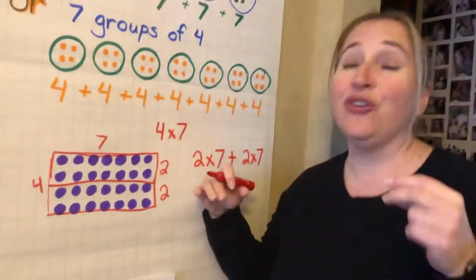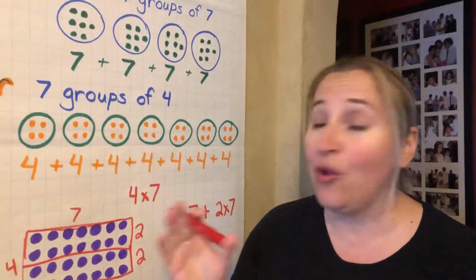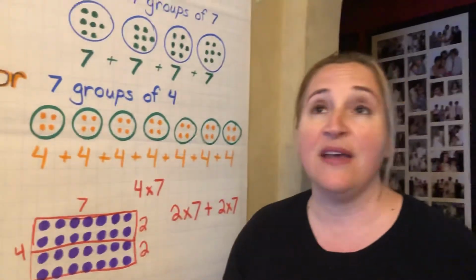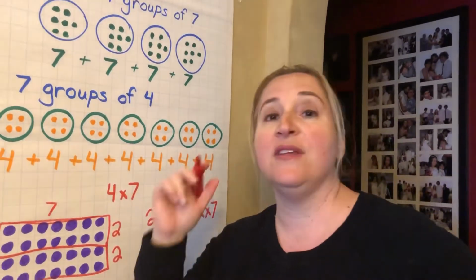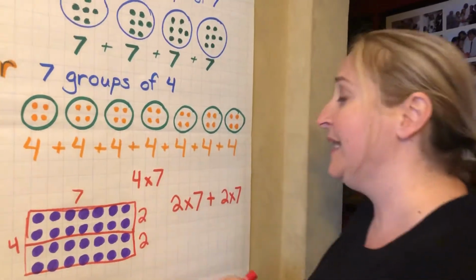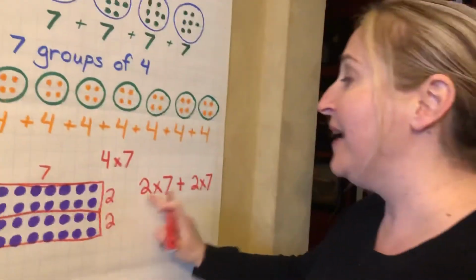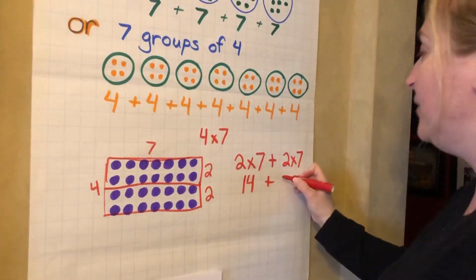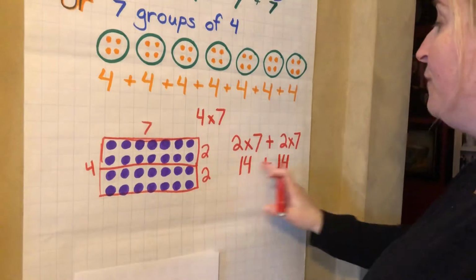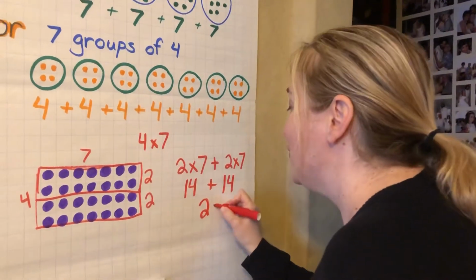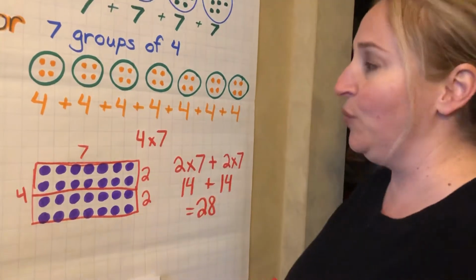Now, we learned our doubles facts so long ago and we got really good at them. When I say 2 times 7, that means there's 2 groups of 7. 7 plus 7 is 14, and you should all know that really quickly, and I know you do. So that's why I like the 2 times. So 2 times 7 is 14. We got another 2 times 7 is 14. 14 plus 14 is 28. That's right, 28, and that is our answer.